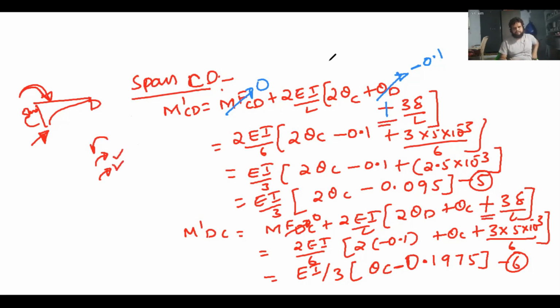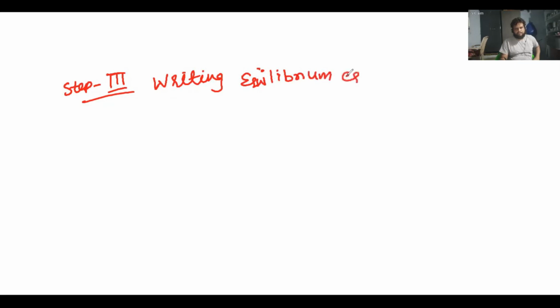Okay. Next, what is our next equation? So once you write the slope deflection equations, our next step is to write equilibrium equations. So this is step 3, I guess. Writing down the equilibrium equations.